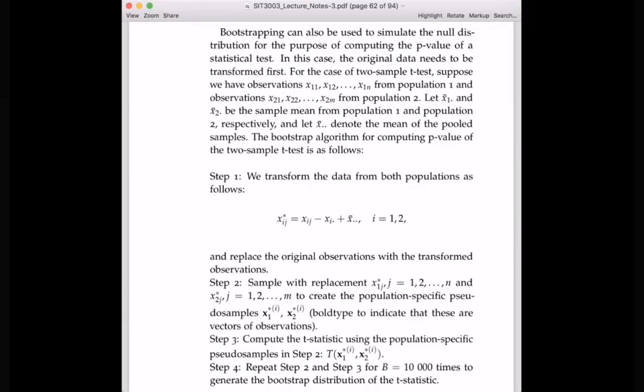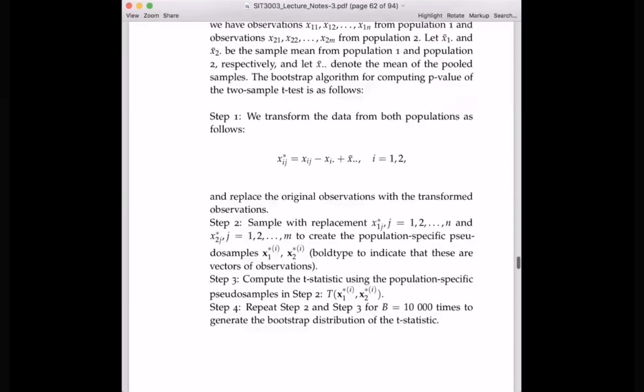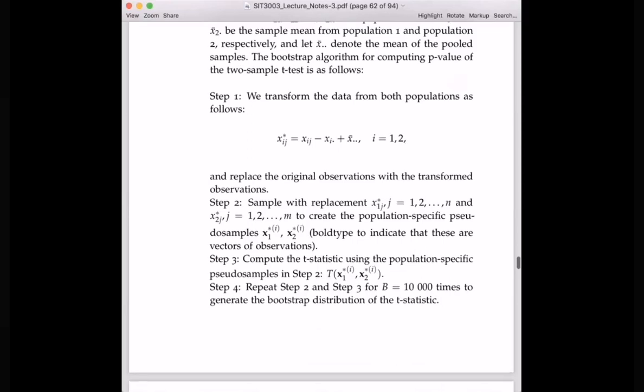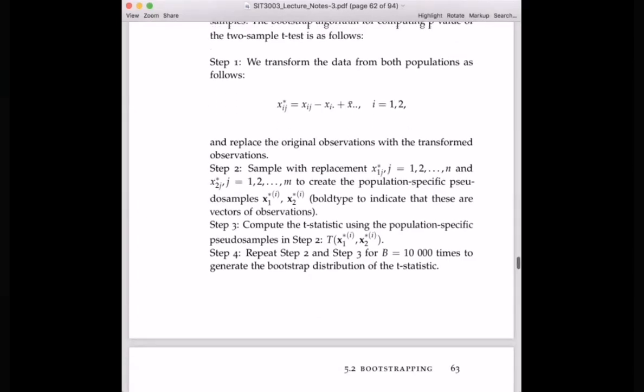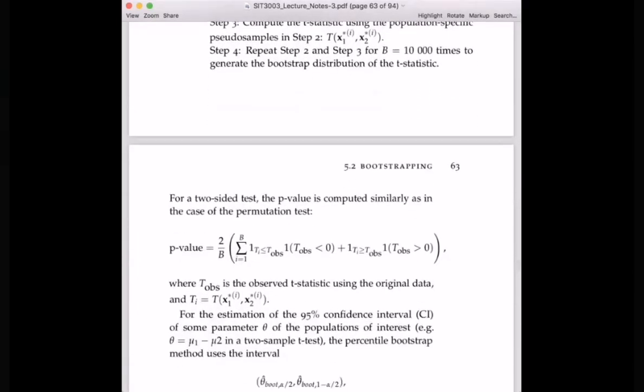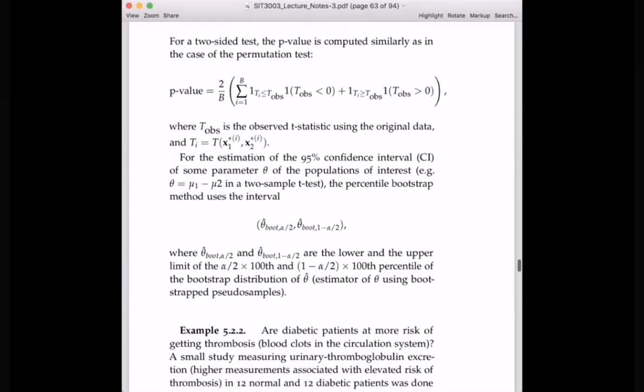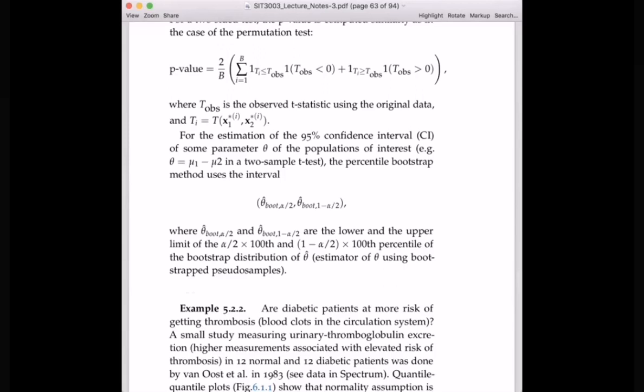Okay, so the first thing is to do the transformation, right? So you have data from two groups. Basically you subtract the sample mean, the mean of the group, and you add the grand mean, right? So then basically, that's it, right? So let me just maybe write it down.